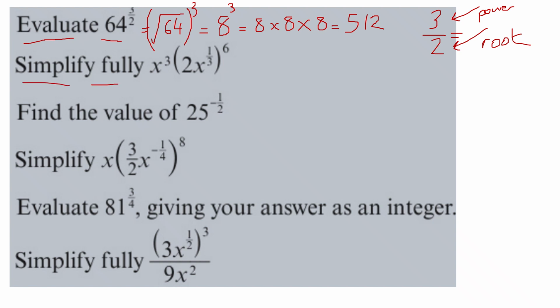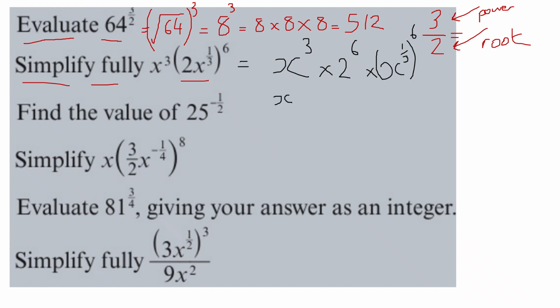Okay, simplify fully: x cubed, brackets 2x to the power of a third, all to the power of 6. Again, adopt our BIDMAS or our BODMAS rules. So simplify what's inside the brackets first. So we have 2x to the power of a third, all to the power of 6. So we have 2 to the power of 6, and we're multiplying that by x to the power of a third in brackets to the power of 6.